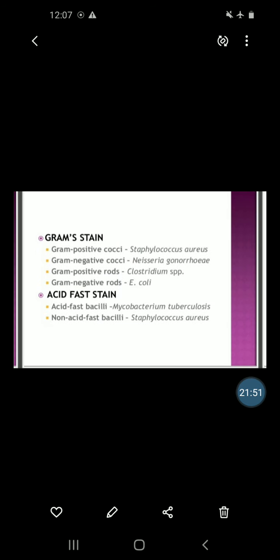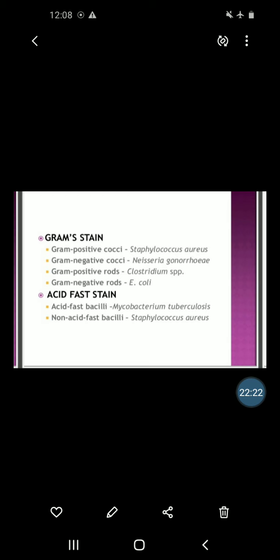Next, gram stain and acid fast stain. Gram positive cocci, example Staphylococcus aureus. Gram negative cocci, Neisseria gonorrhoeae. Gram positive rods, Clostridium species, and gram negative rods, E. coli, that is Escherichia coli. Then acid fast stain. Acid fast bacilli, Mycobacterium tuberculosis, and non-acid fast bacilli, Staphylococcus aureus.